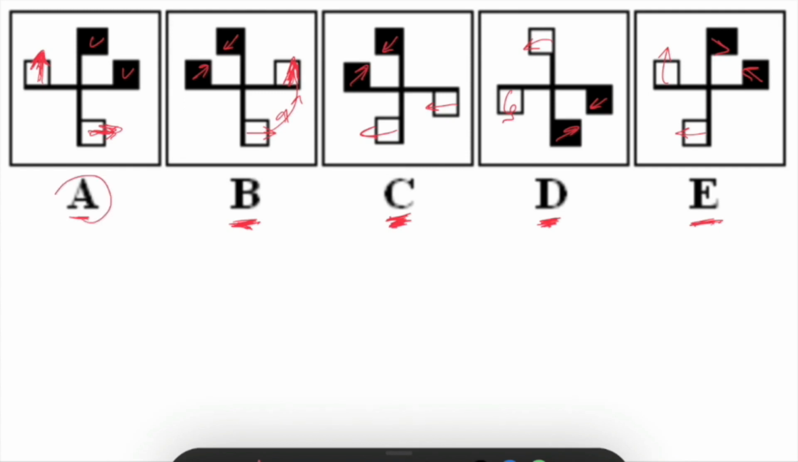But when it comes to A, the black boxes have the same condition, but the white boxes have different directions. One of them is toward the clockwise direction, and the other is anti-clockwise. So A is different from the other patterns. So if I ask which one is the odd pattern, my choice will be A.